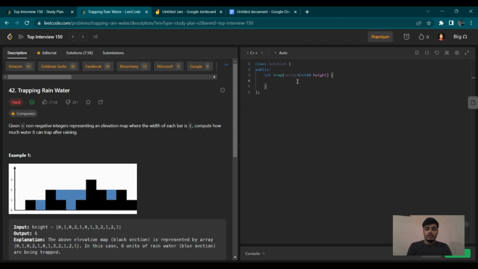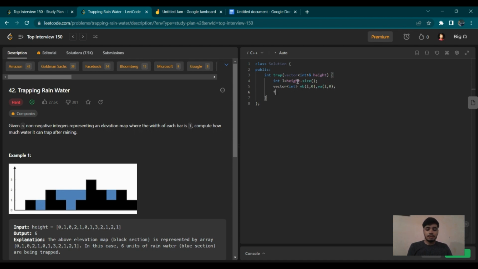So let's start coding. First let's take the size of this height, height dot size. Now as discussed, we are going to take vectors which are going to store the maximum before and after every index. So let's take the vector name as v before, and let's initialize it with 0. Let's take another vector, v after, and initialize it also with 0.